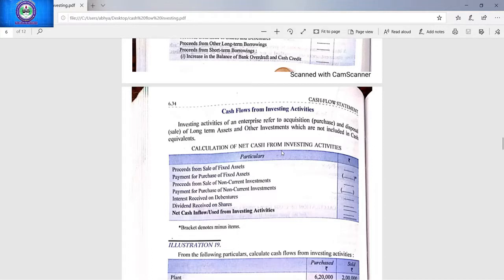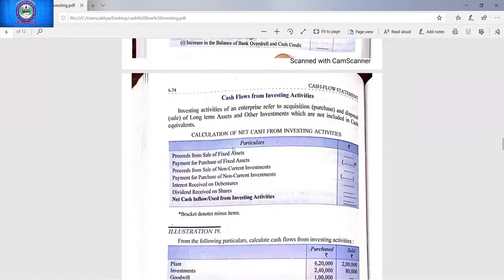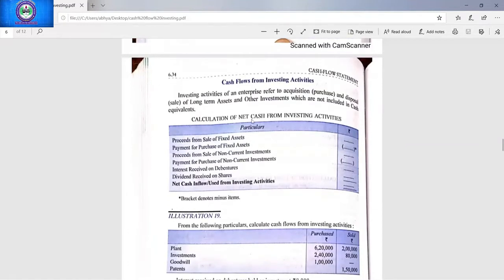Now that you have done operating, investing and financing are very easy, and their format is not as big as operating. Okay, so it's a very small format. You can see in this PDF the calculation of net cash from investing activity. This is the second part.